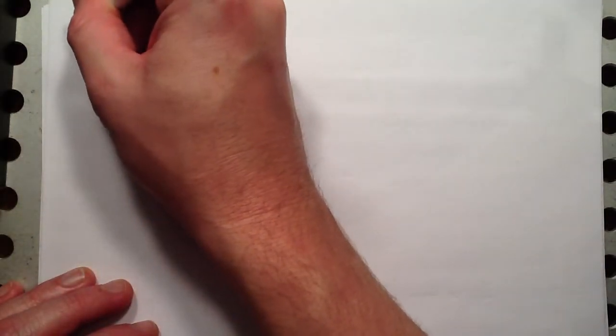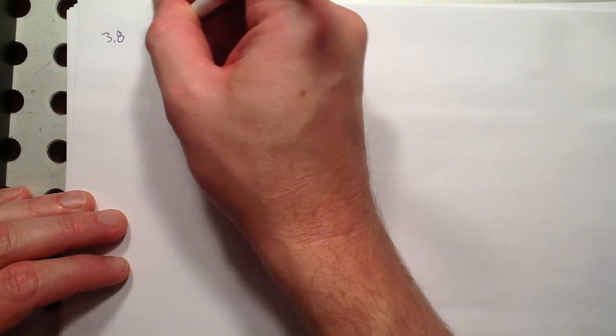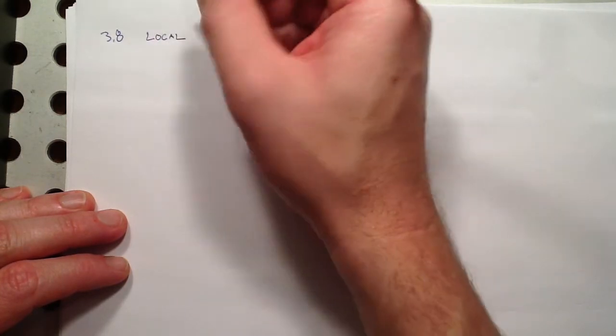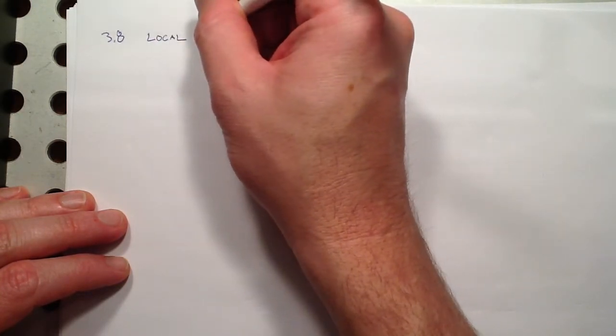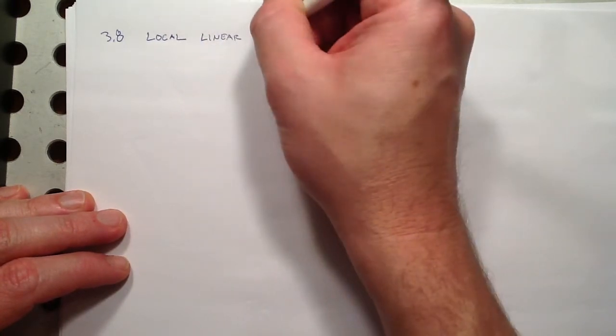Well, I'm kind of on a roll now with these videos tonight, so I'm going to do one more. Give you some examples from section 3.8, which is about using tangent lines to approximate functions, or in other words, what we sometimes call local linear approximation.